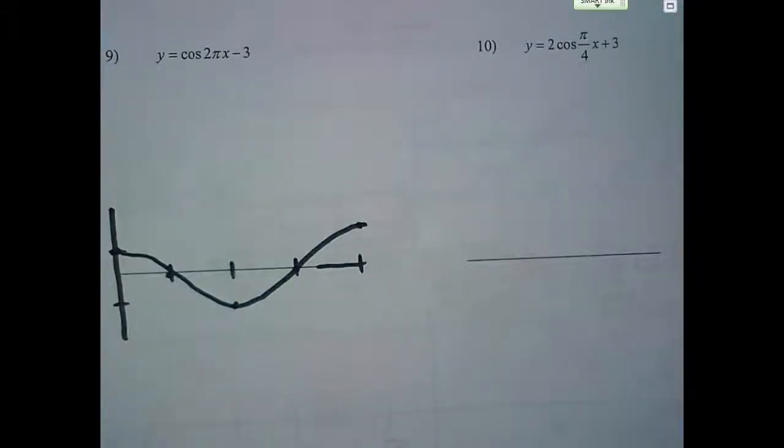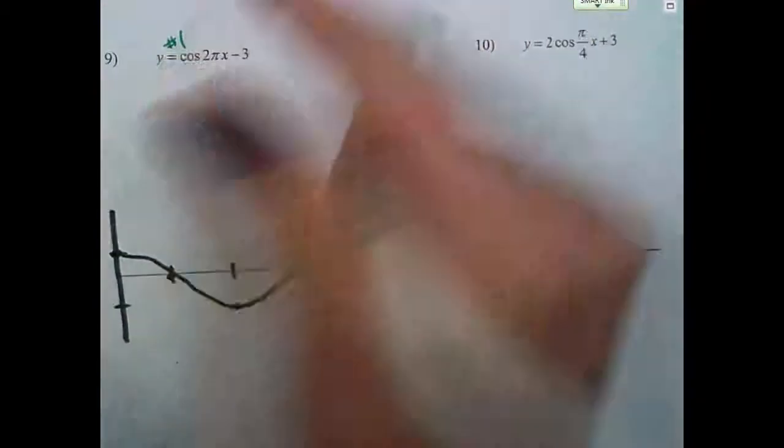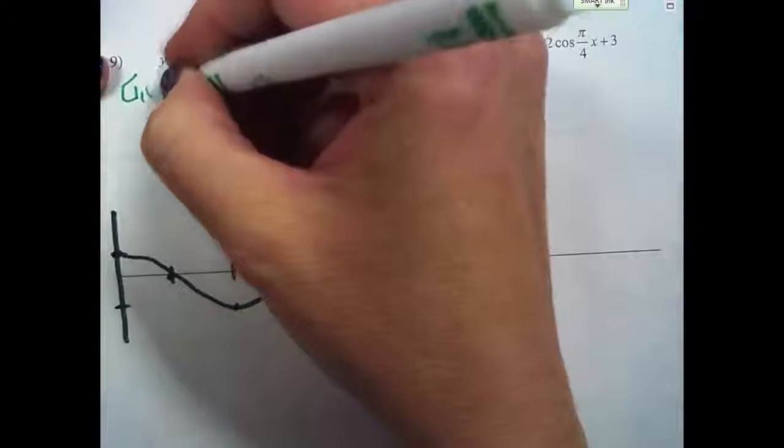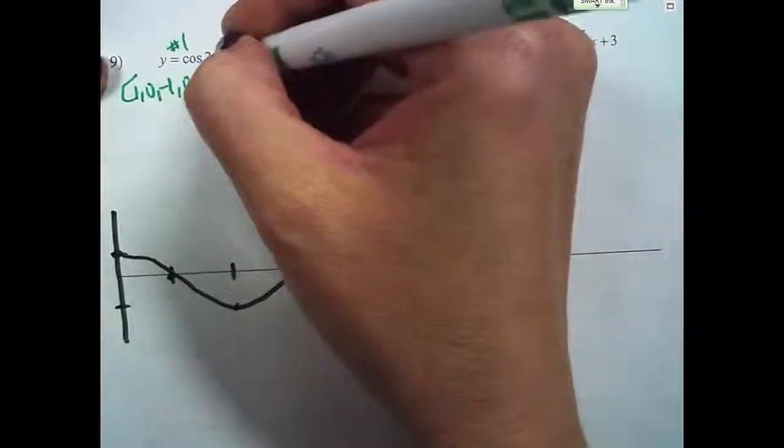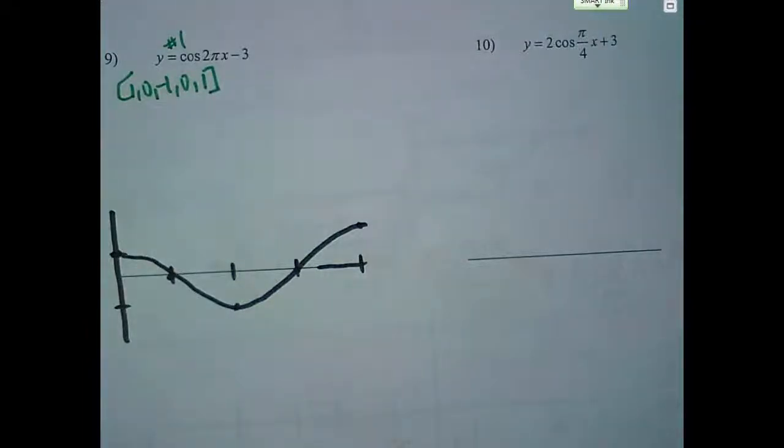And what we looked at before is step 1. Did I mess with the amplitude at all? No, so it's going to stay the same. 1, 0, negative 1, 0, 1. The amplitude doesn't change. Okay, we're going through quickly. Come on, graph. Let's go.